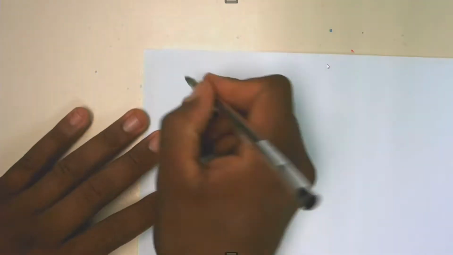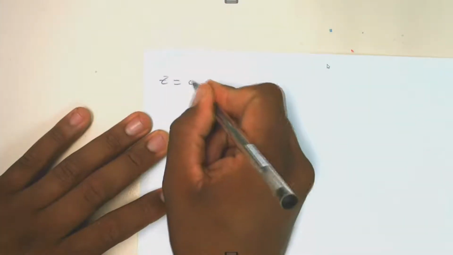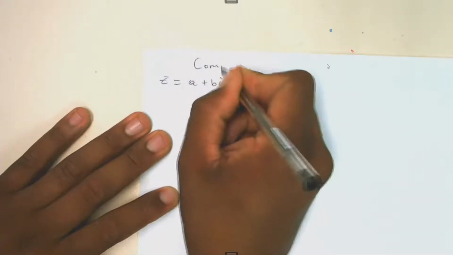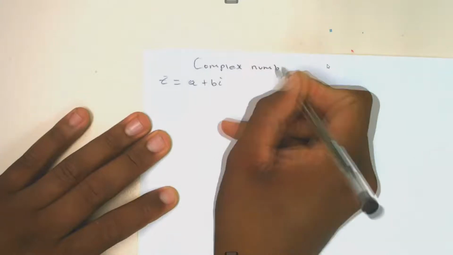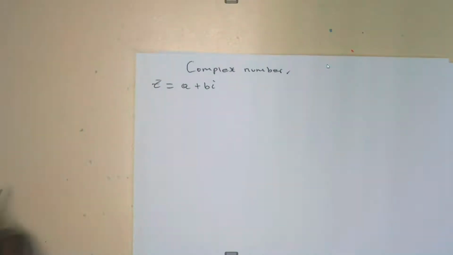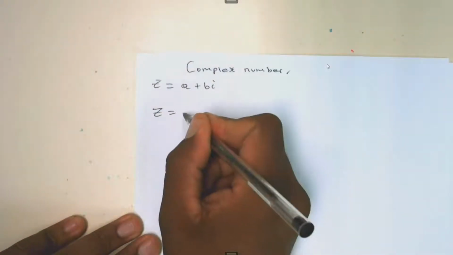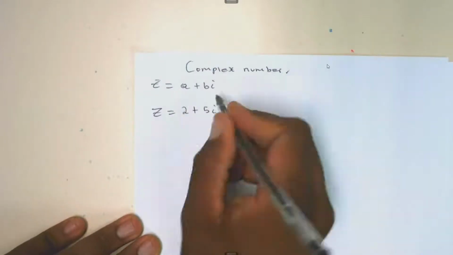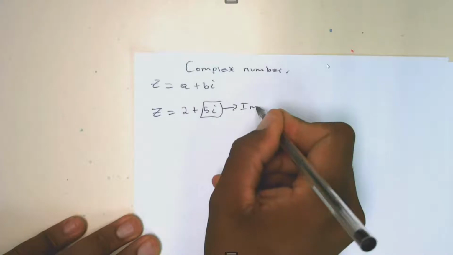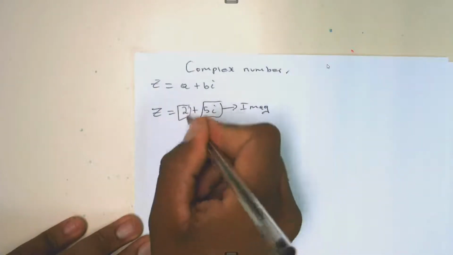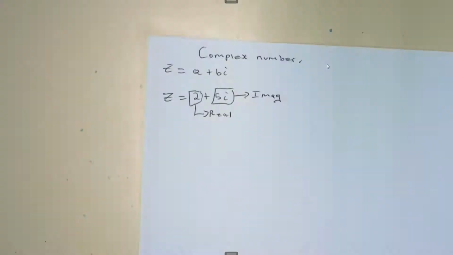Now, moving on. Remember, we said a complex number is given by Z equals A plus Bi. This is our complex number. Now let's add and subtract complex numbers and see what we can have. Remember, if I have something like this, it simply means I can have Z equals 2 plus 5i, whereby we know that this is my imaginary part, and this is my real part. Are we together?